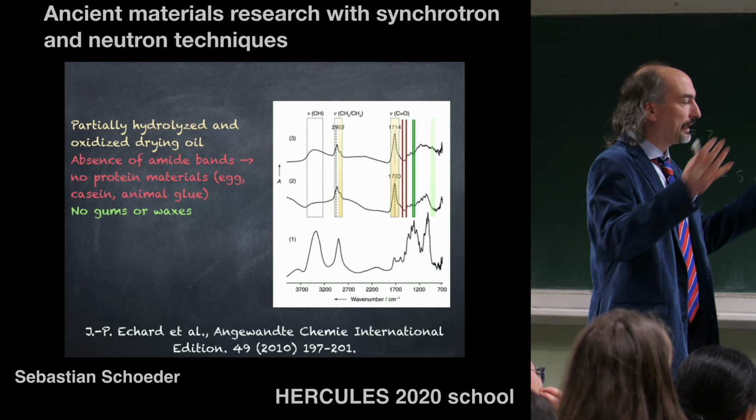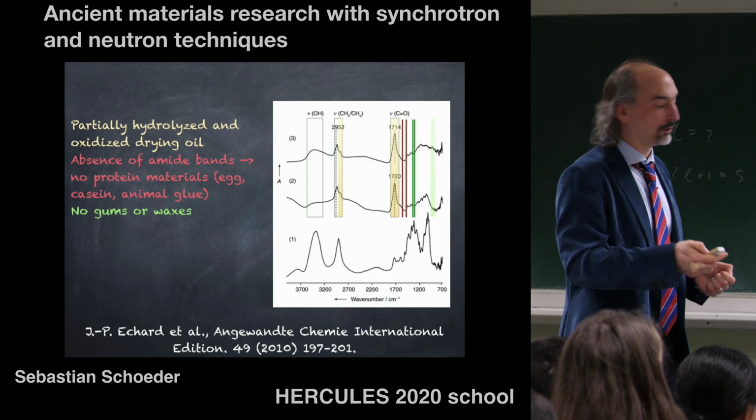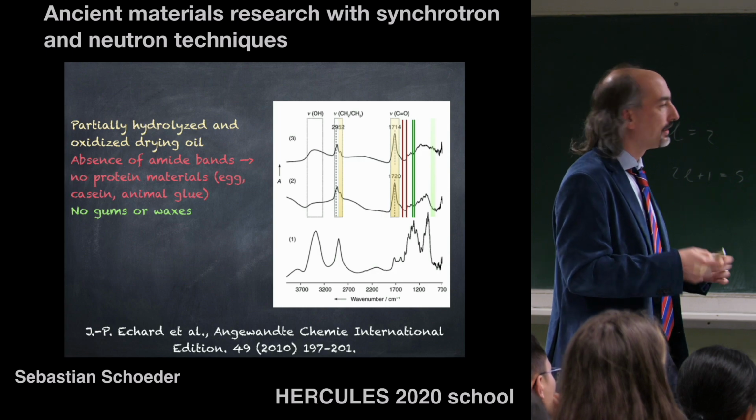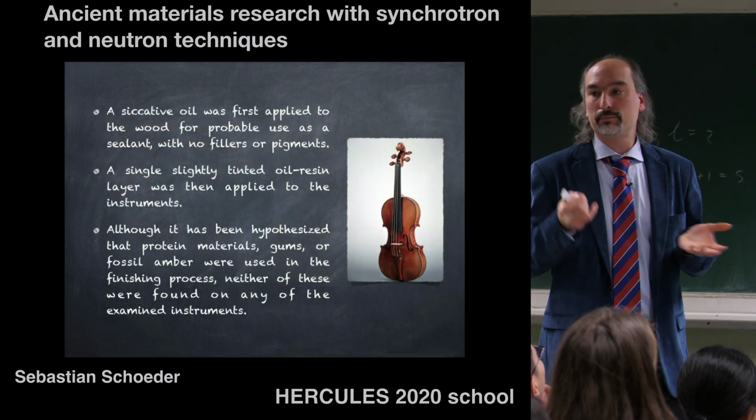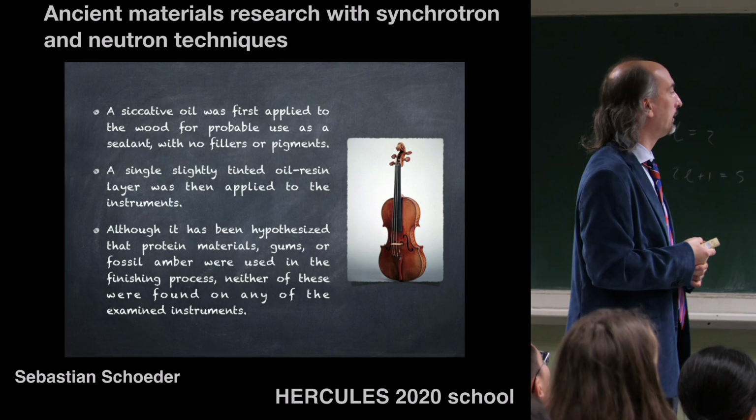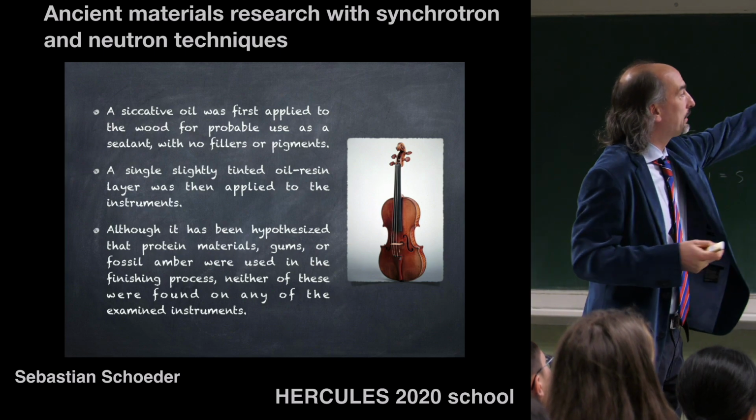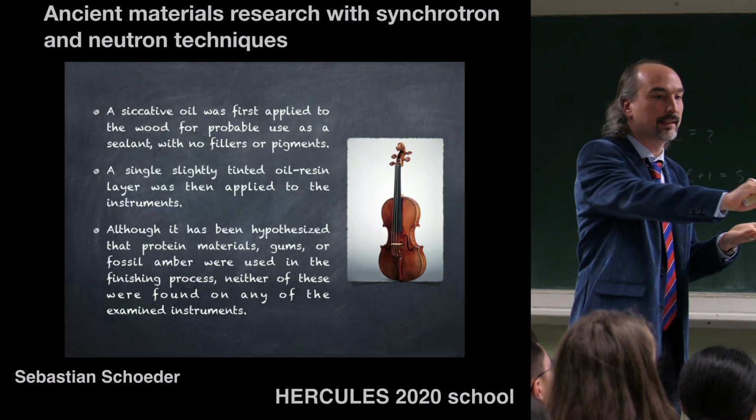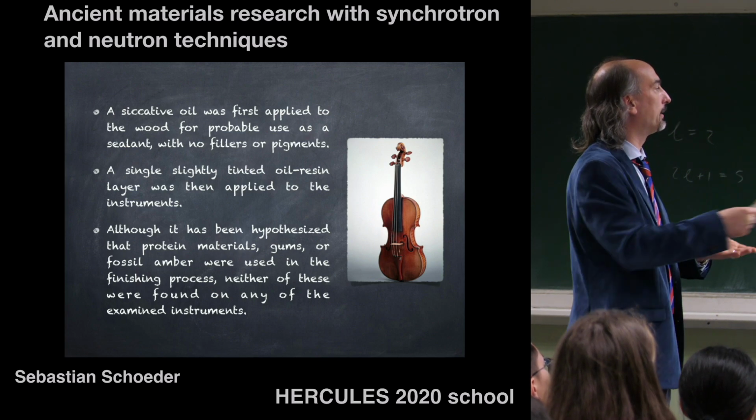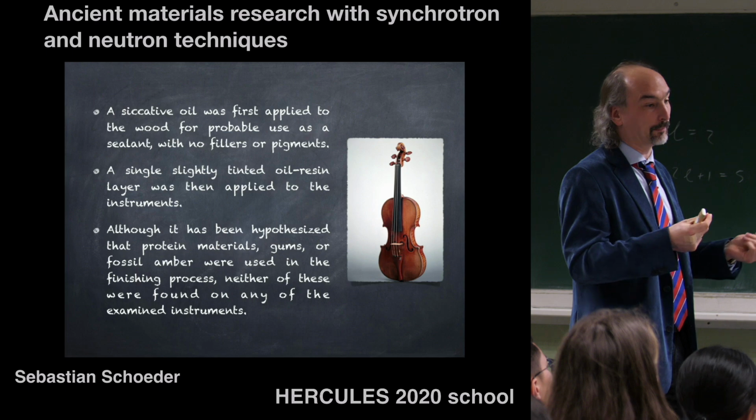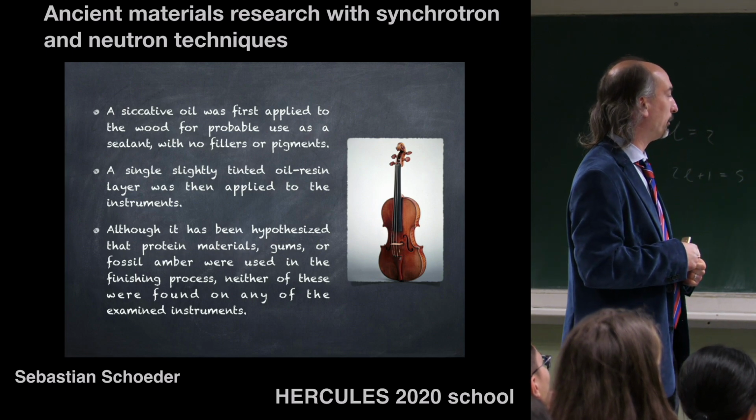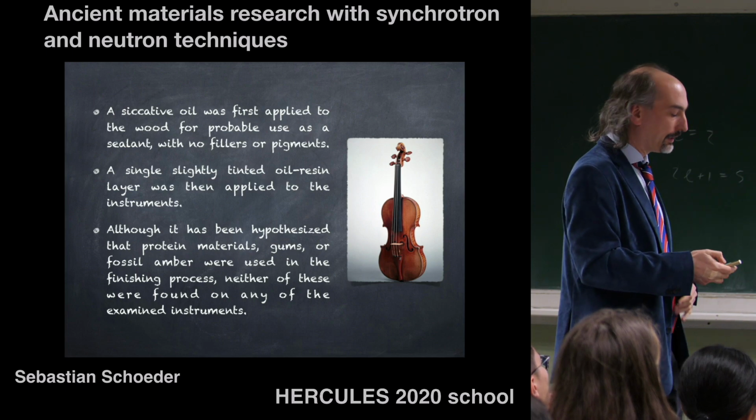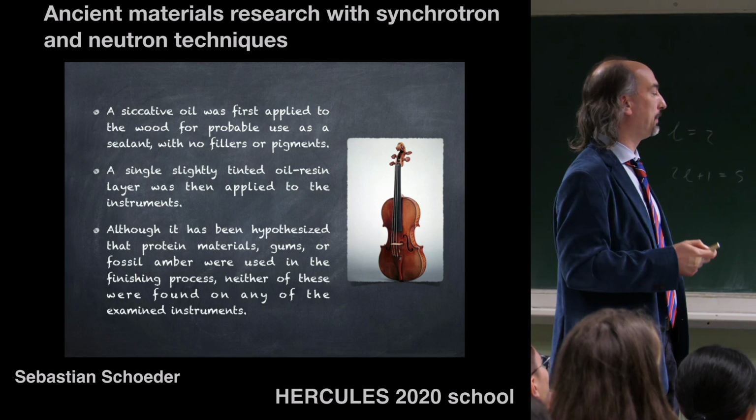So the scientists used a lot of other techniques that I'm not going to detail here for time reasons. But in the end, they came up with basically nothing. There's not a single really unusual ingredient that they could find. And so they concluded that just a siccative oil was applied as a sealant. And then a second oil resin layer was applied, this slightly tinted layer that you have seen in the microscope images. And absolutely nothing spectacular or unusual has been found.